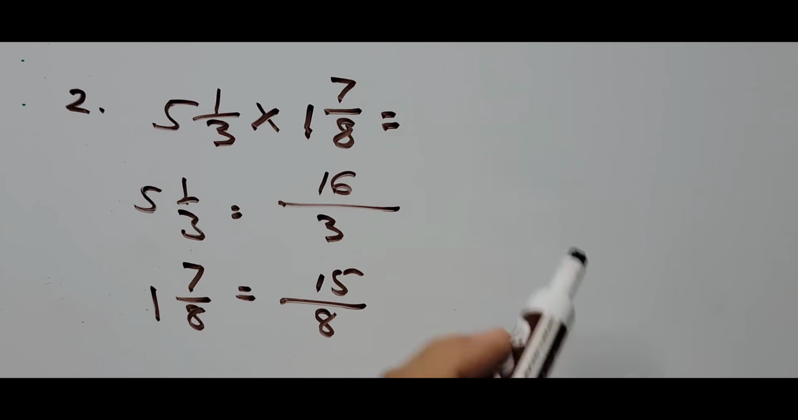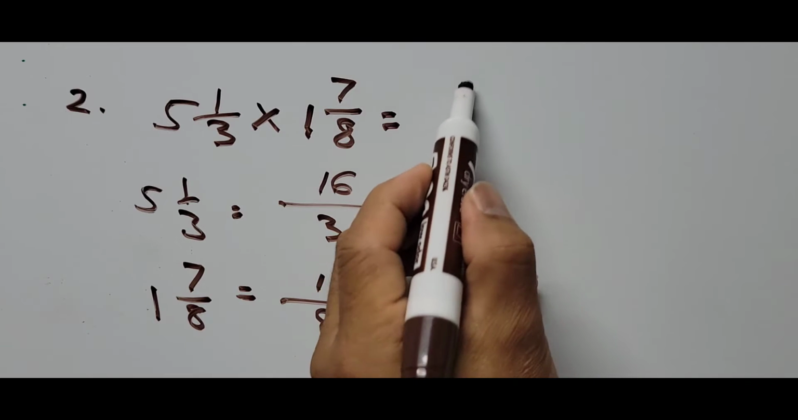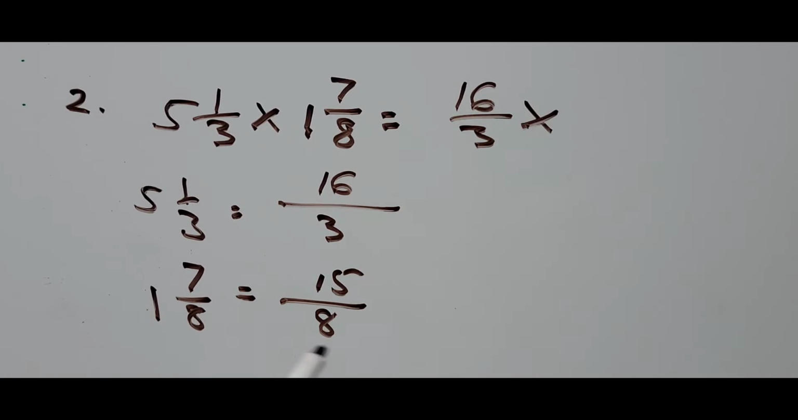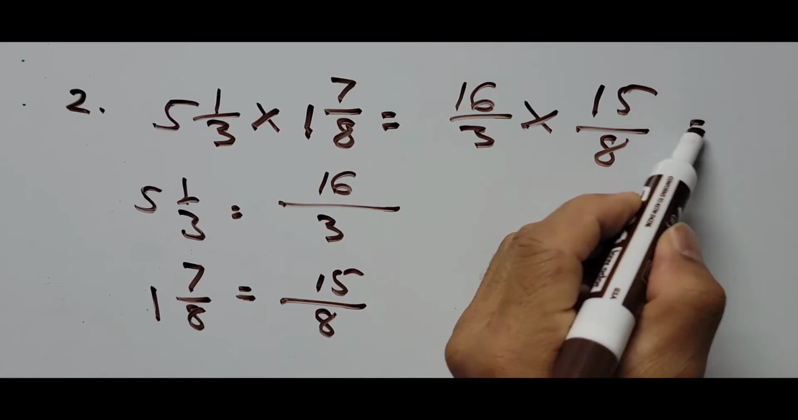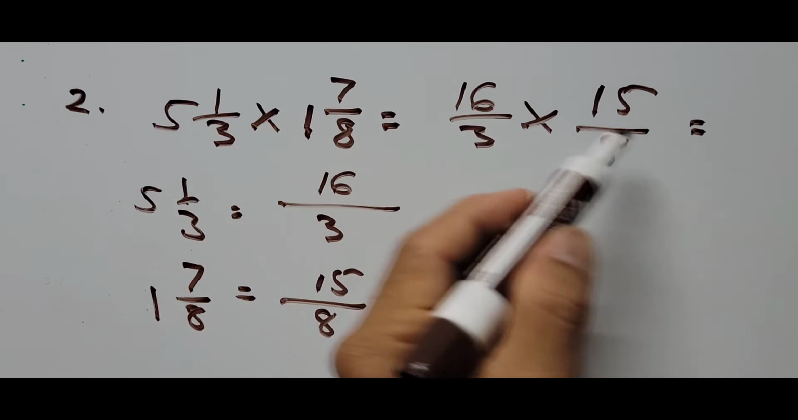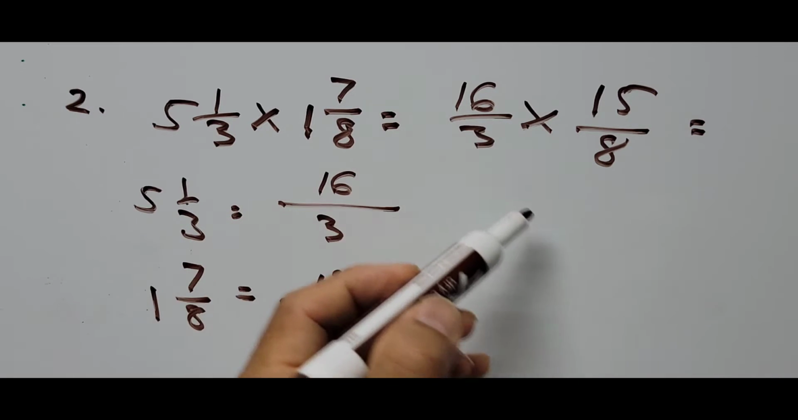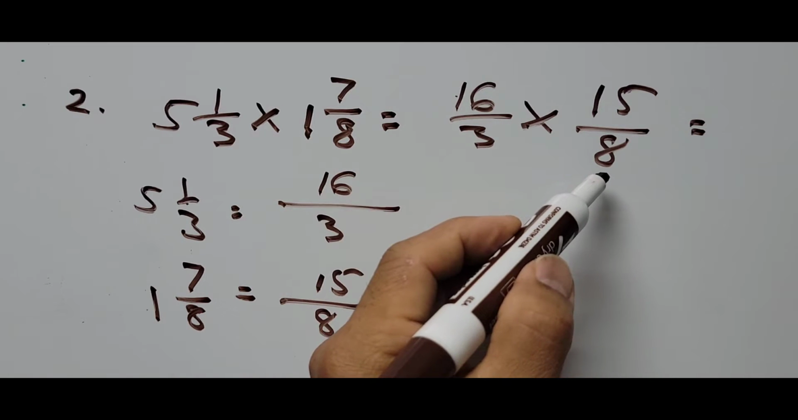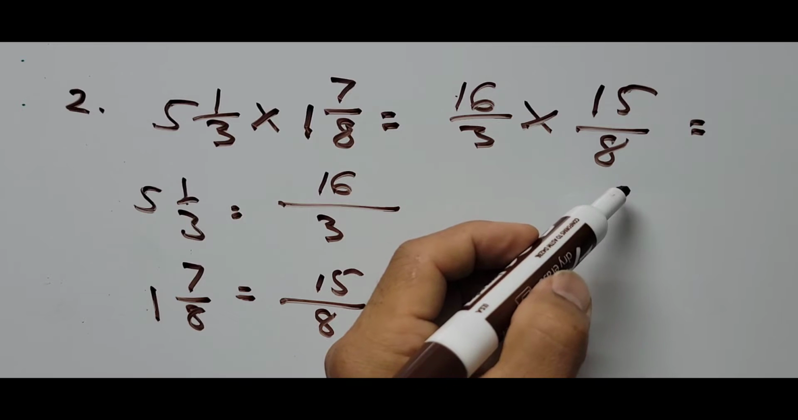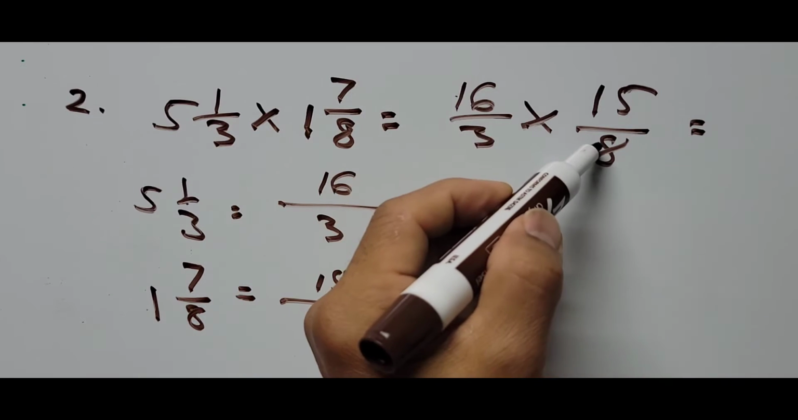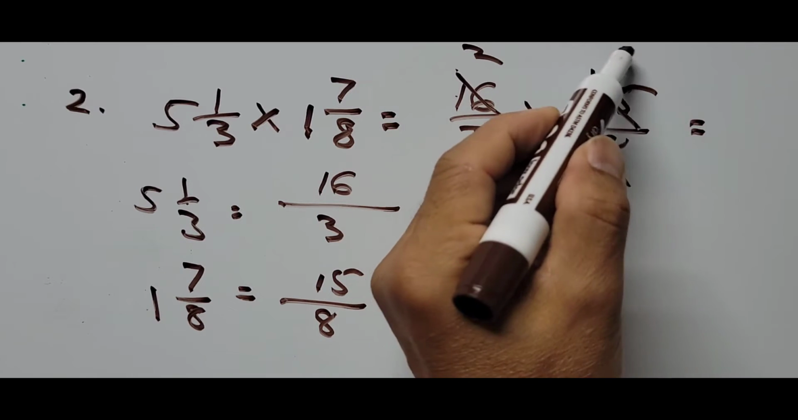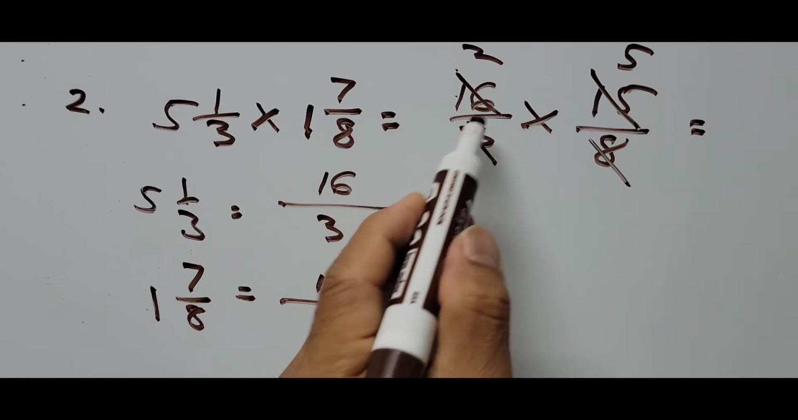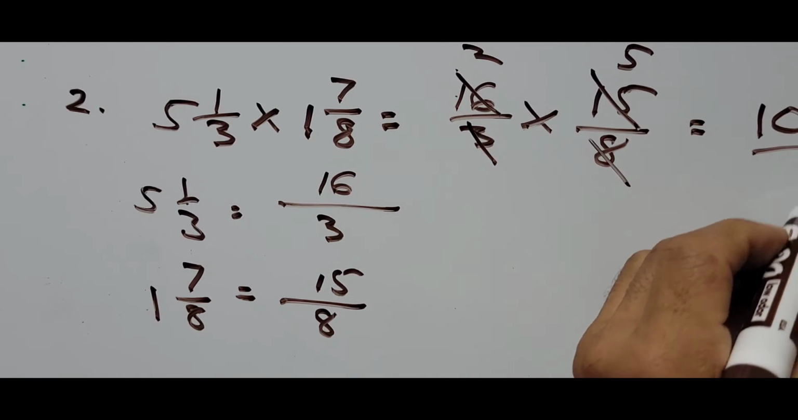Okay, so let's go down now and proceed multiplying. So 5 1/3 is 16 over 3, multiplied by 1 7/8, which is 15 over 8. Now if we can, we cancel some of these numbers, numerator and denominator. If you notice, 16 and 8 are exactly divisible by 8. So 16 divided by 8 is 2, and 15 divided by 3 is 5. So what we have left is 5 times 2, which is 10. So that's the answer.